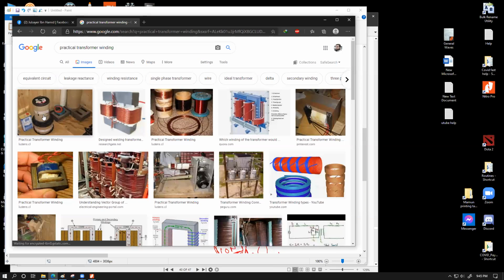Here you see, this is the part that I was talking about. This whole thing is a core, and here you can see there are two different parts. They are wound in this way, and this is one integration. This is also a welding transformer.